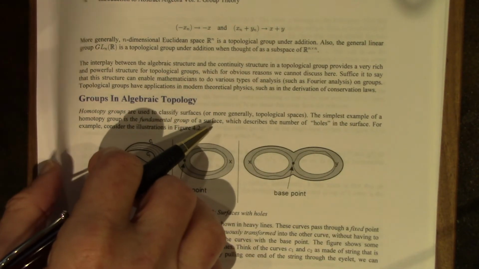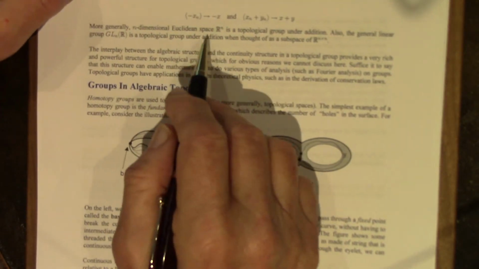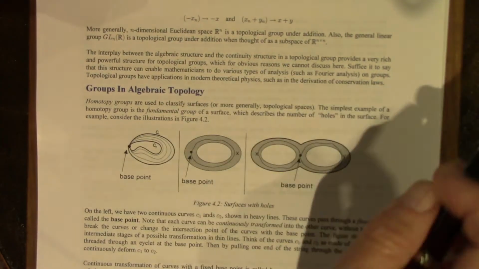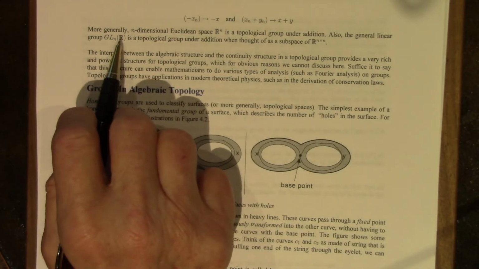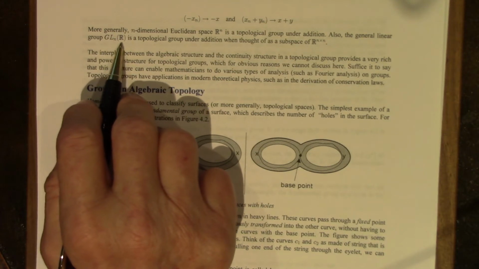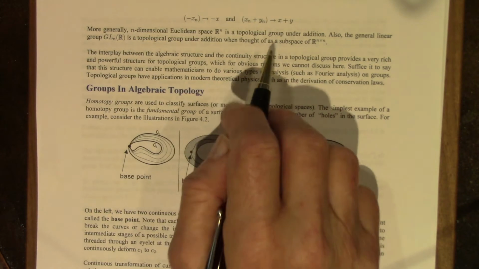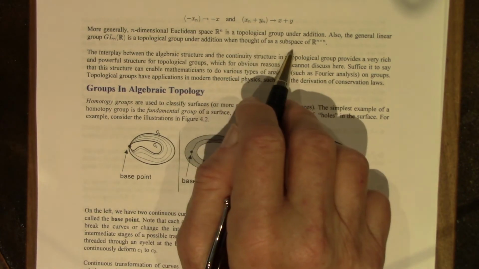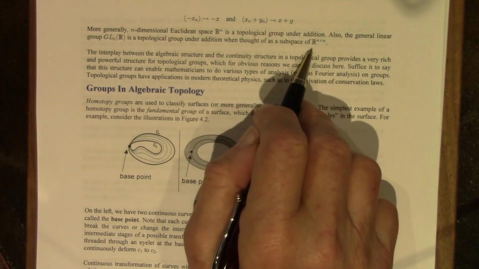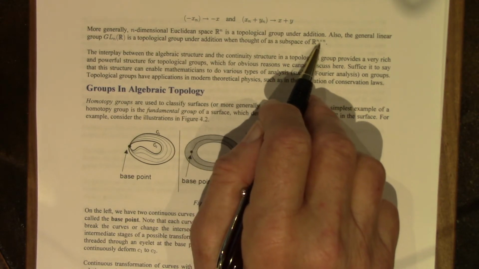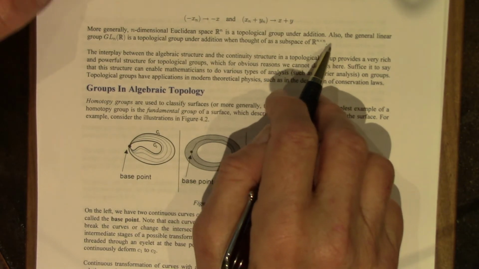More generally, n-dimensional Euclidean space Rn is a topological group under addition. The general linear group, the invertible n by n real matrices, is a topological group under addition when we think of it as belonging to this Euclidean space, R to the n squared.